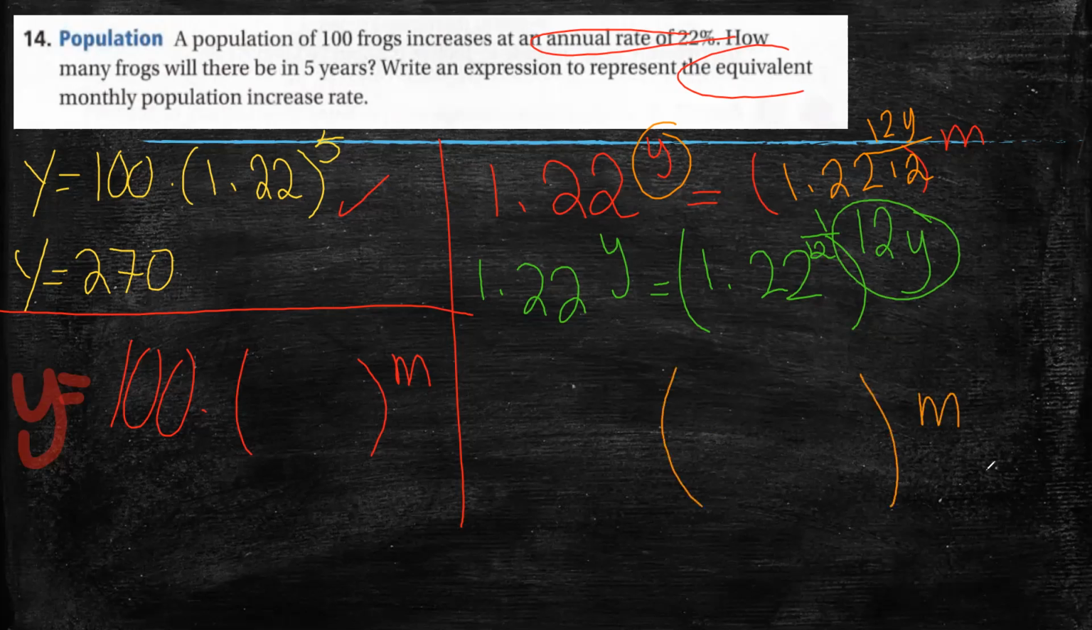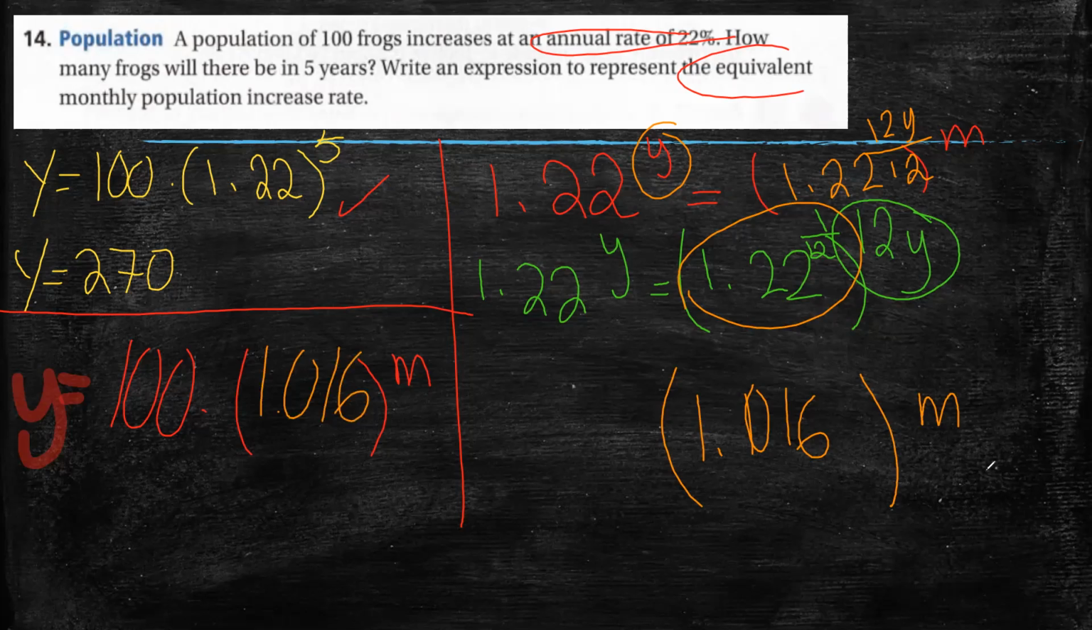Then 1.22 raised to the power 1 over 12, I will find the answer using the calculator. This number, 1.22 raised to the power 1 over 12, you will get 1.016. This 1.016 is my monthly rate. I have to put it here now.